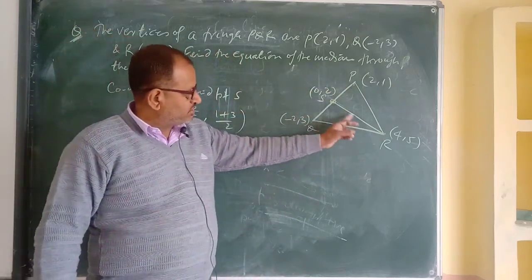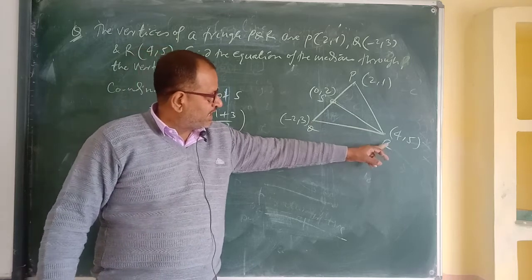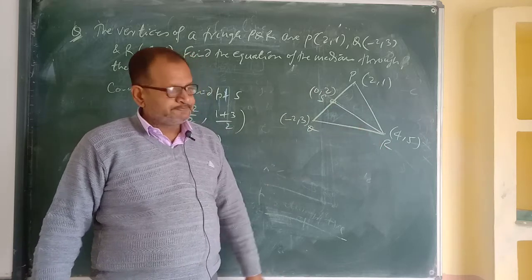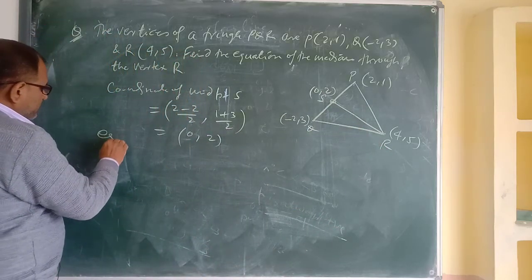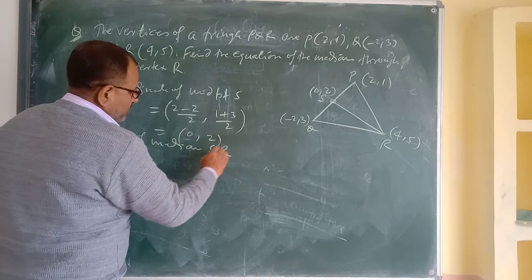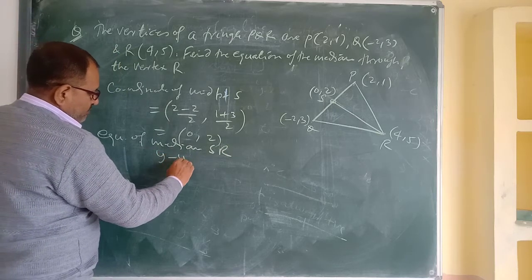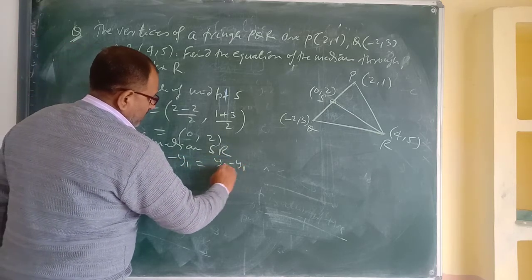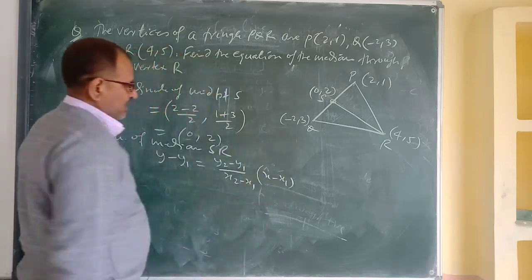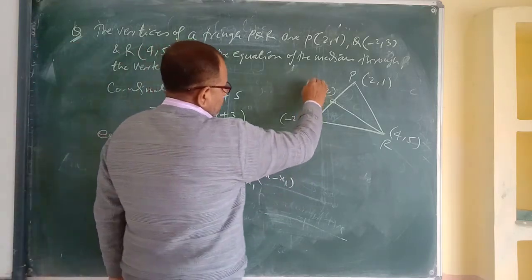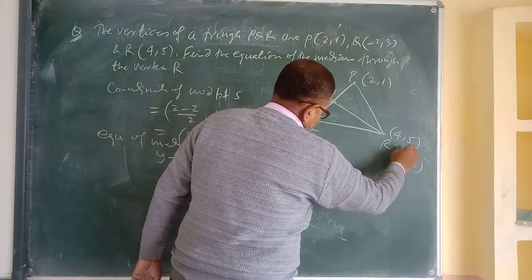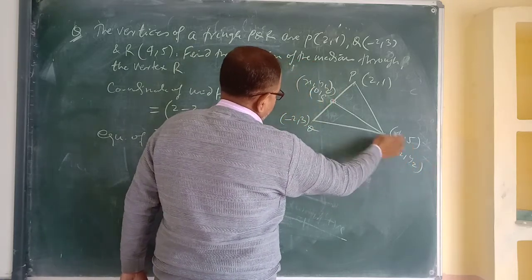And we have to find the equation of this median SR. One point is R, another point is S. We can write the equation of a line passing through two points. So the equation of median SR: y minus y1 is equal to (y2 minus y1) upon (x2 minus x1) times (x minus x1). Take one point as x1, y1 and R as x2, y2. So y2 minus y1 is 5 minus 2.